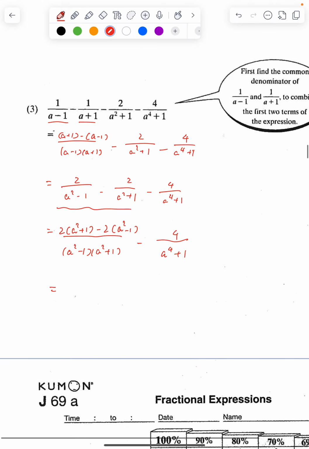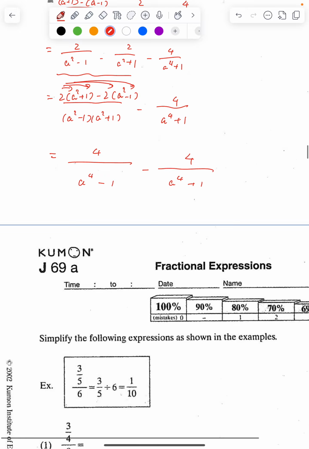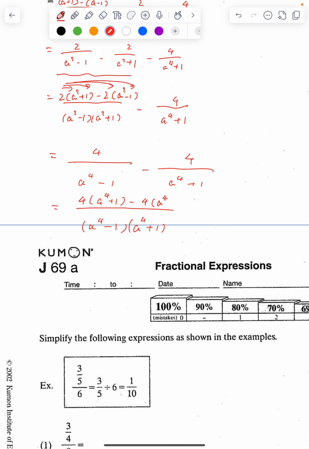Now you can see that the bottom will be a to the power of 4 minus 1, right? Perfect. A to the power of 4 plus 1. This is 4 as well, so on the top you will be getting 4. If you multiply it back in and simplify, you will get 4. Last but not least, this is very simple. You'll get a to the power of 4 minus 1, a to the power of 4 plus 1, and then on the top will be 4 times a to the power of 4 minus 1 plus 1 minus 4 times a to the power of 4 minus 1.